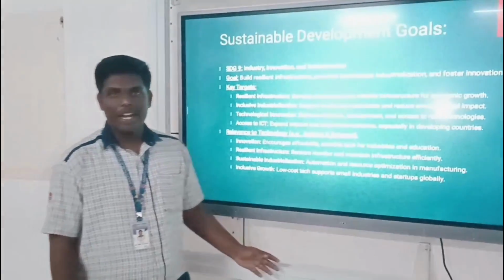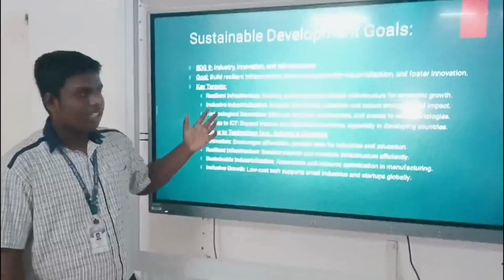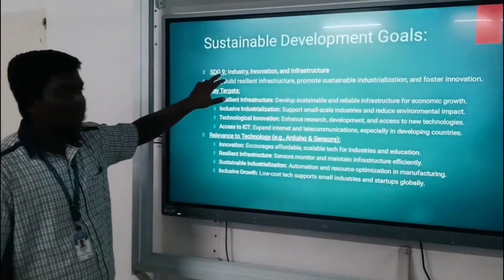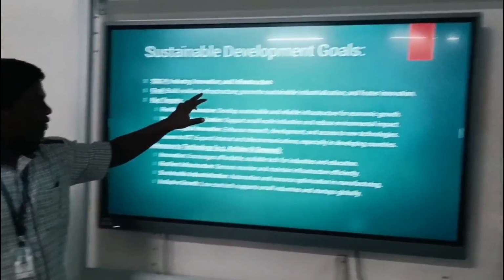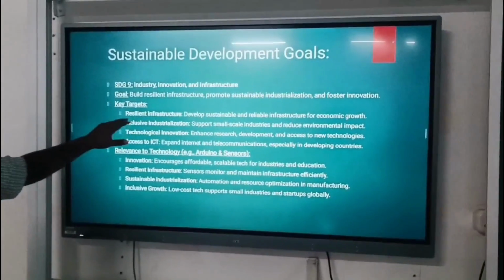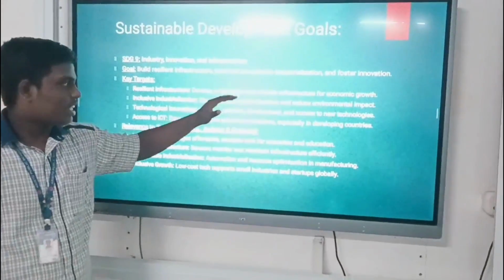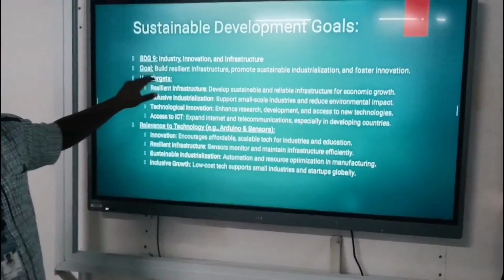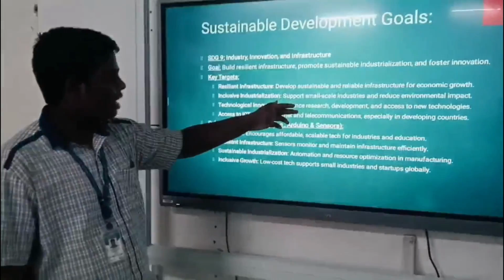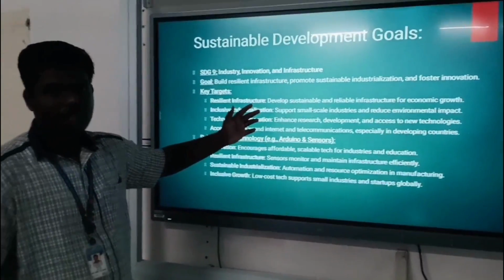Hi, I'm Nitish from grade 12 of Arista Public School, Cuddalore. Our project Distabot is a sustainable development goal based project. Exactly sustainable development goal number 9, which is for industry, innovation and infrastructure. The goal of this SDG is to build infrastructure, promote sustainability and support small scale industries. Key targets of this SDG are to develop sustainable economic growth, support small scale industry, enhance research, and expand internet and communication all over the world.